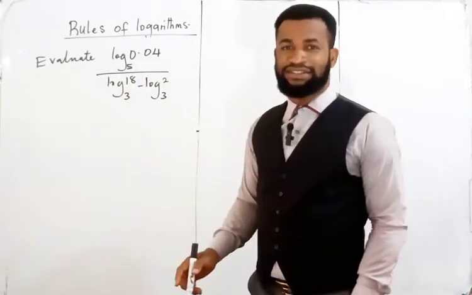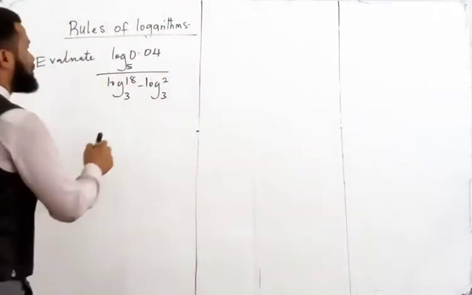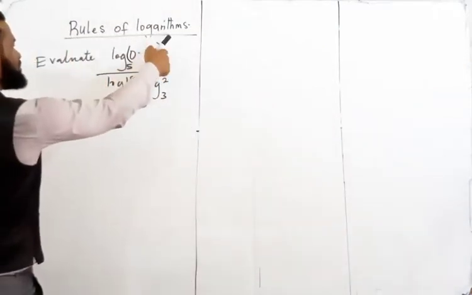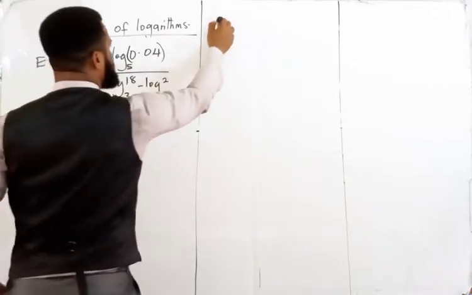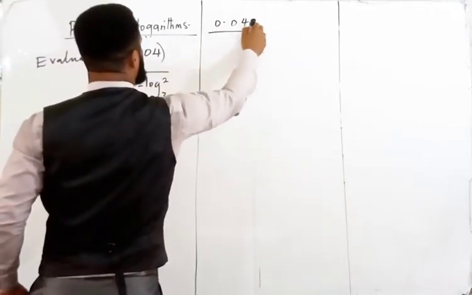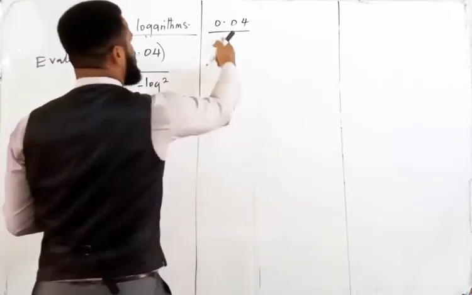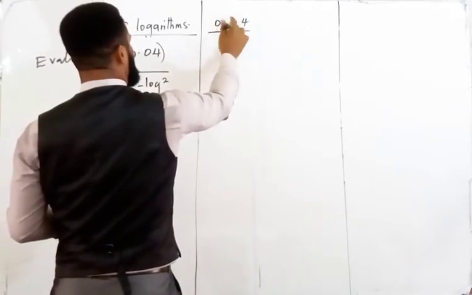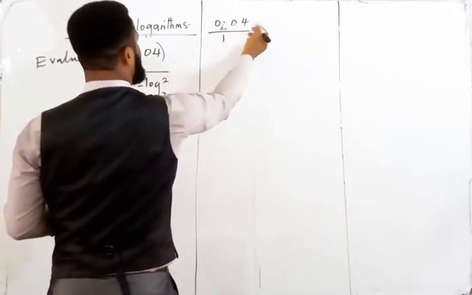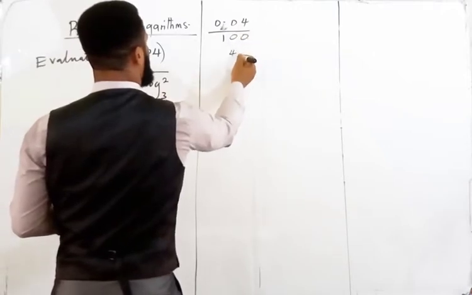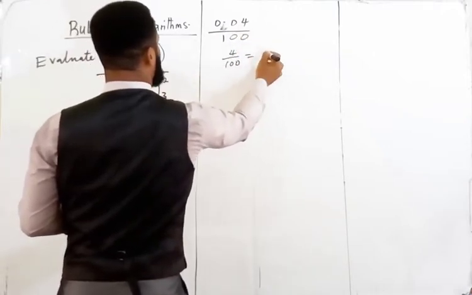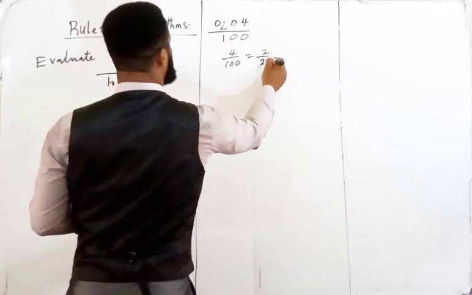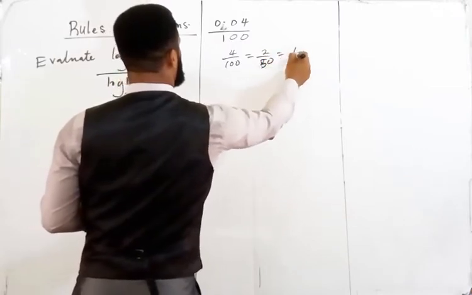Let's look at this. First, convert this to decimal place. How do we do it? The trick is 0.04. Just a trick. Let the point represent 1. After the point, the numbers become 0, 0, 0. Therefore, you have 4 over 100, which is the same as 2 over 50, which is the same as 1 over 25.